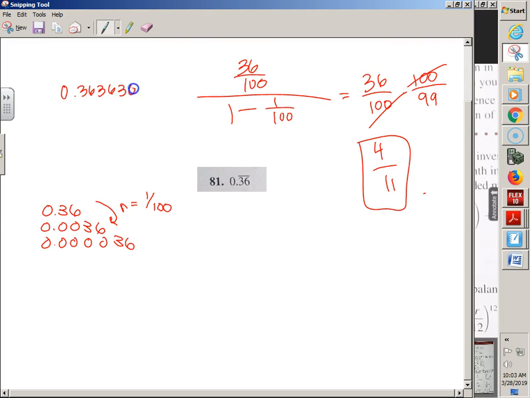There are 2 numbers repeating, so I have to split it up. To make the 36 repeat, it has to be every 2 decimal places. We did it like that yesterday.